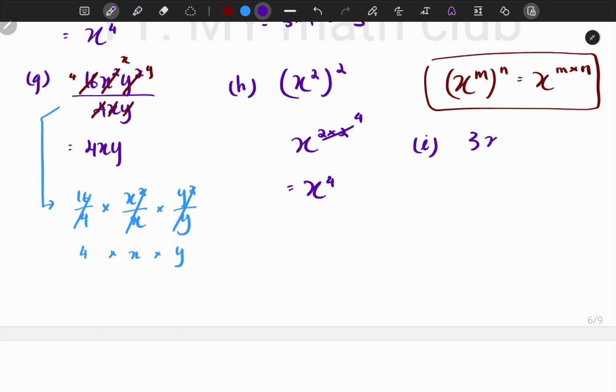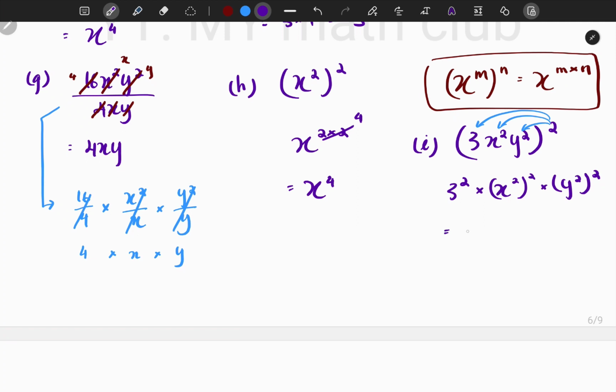Question I. 3x squared y squared in brackets raised by the power of 2. For this, you want to remember that when there is a bracket, the power on the outside of the bracket will apply to every number in the bracket. So you have 3 squared, and then you have x squared raised by the power of 2, and then you also have y squared raised by the power of 2. Then you can apply the same law again to multiply the powers. So you have 9x to the power of 4, y to the power of 4, because you multiply the powers, 2 times 2 is equal to 4.